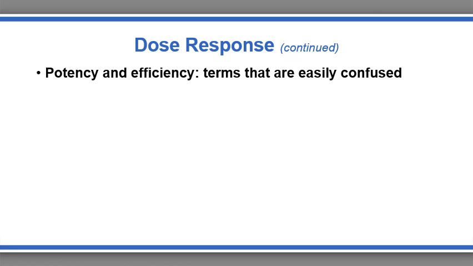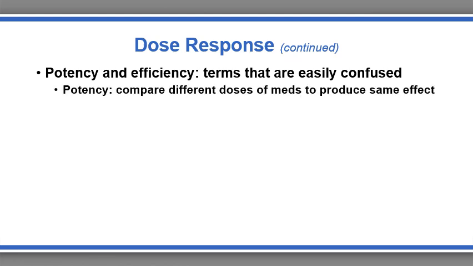So two other terms we look at are potency and efficiency. And these are easily confused, so it's really important to be able to differentiate between potency and efficiency. Potency compares different doses of meds that produce the same effect. So potency is basically used to compare different doses of two medications that are going to produce the same effect.